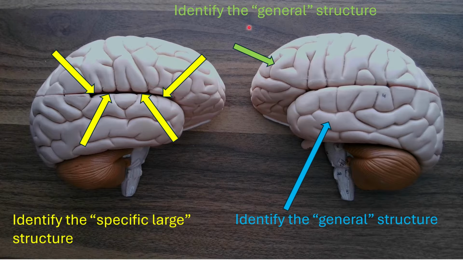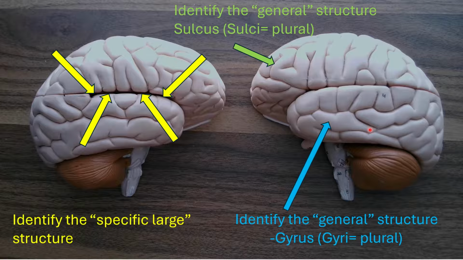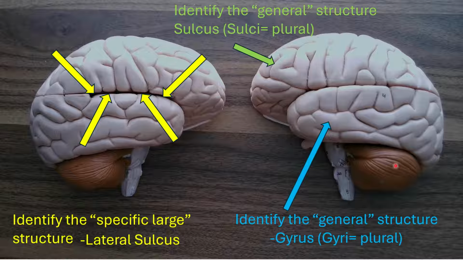Now the key word here is general structure. And right here we're looking at a small groove, which is also known as a sulcus. Versus down here we have a fold or a ridge, which is also known as a gyrus. Now the cerebrum is full of both of these, and they're not all named. Over here we have a specific large one that is named. This one is known as the lateral sulcus. Again, we'll see a lot of them throughout the cerebrum. Some of them are named, some of them are not.